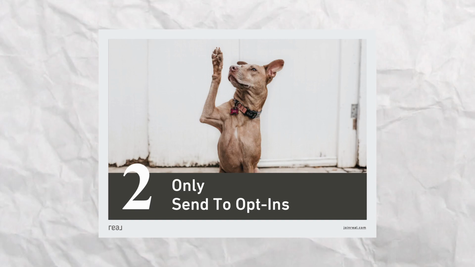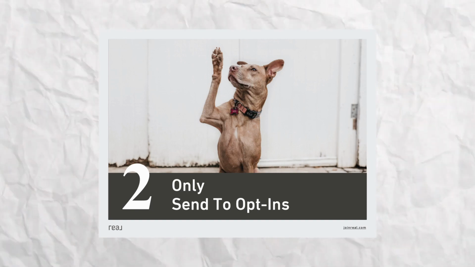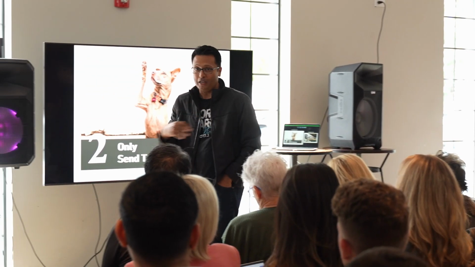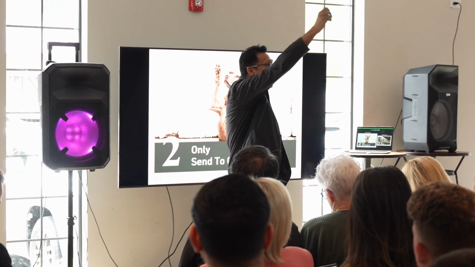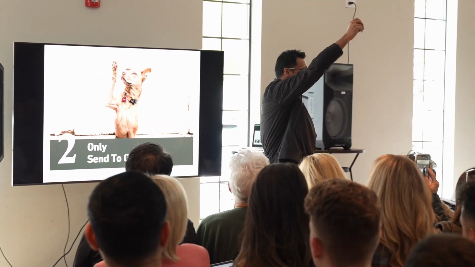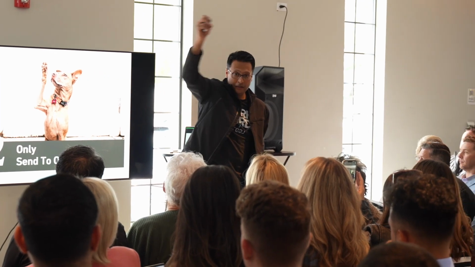Number 2, only send to opt-ins. You can't download the golf club list and send people emails. That's why we've got to get people to opt into stuff. And the best opt-in in the world in the real estate business is what? Lead magnets. Lead magnets are good.